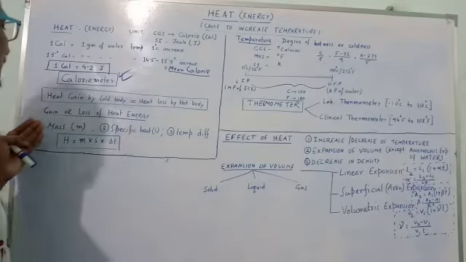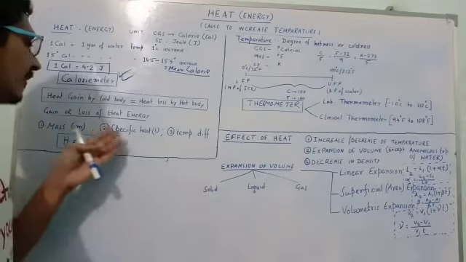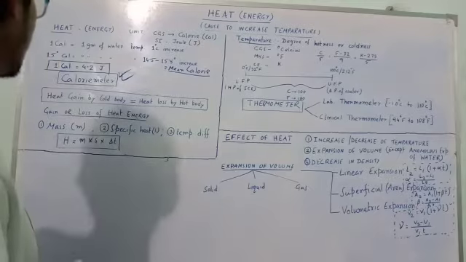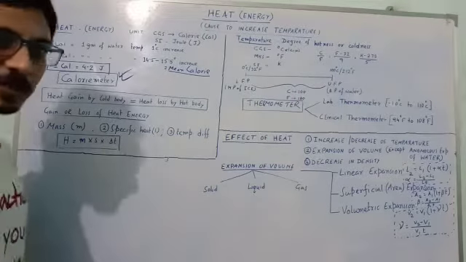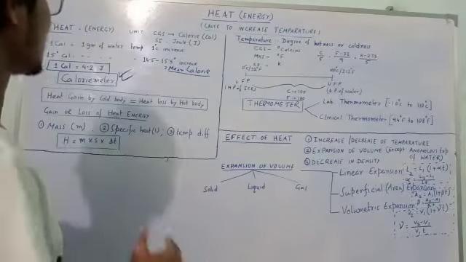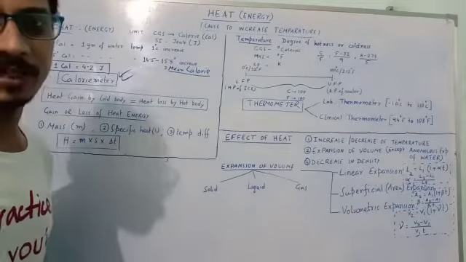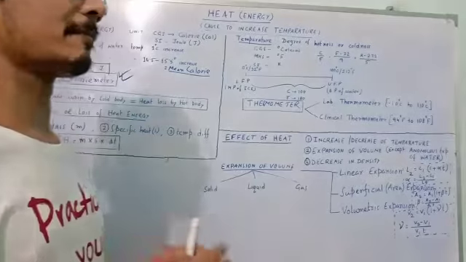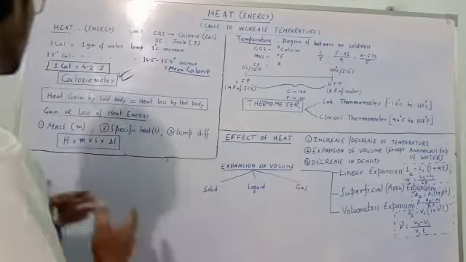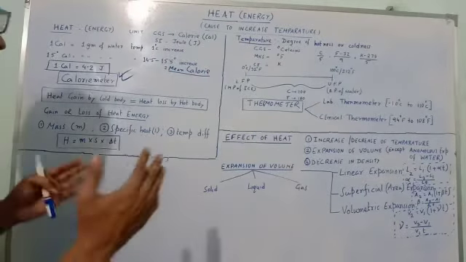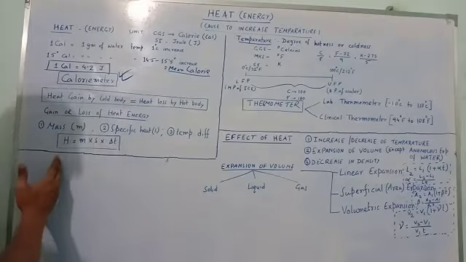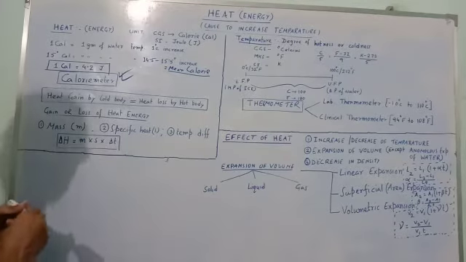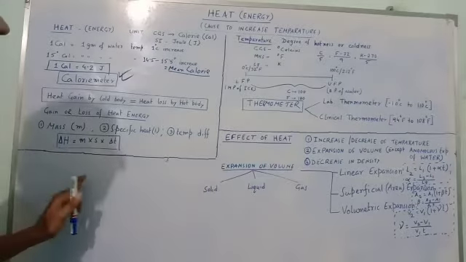The amount of heat gained or lost by any object depends on 3 factors. One is the mass of the object: the more the mass, the more the amount of heat gained or lost. Number 2, specific heat, that is the material of the object. And number 3 is temperature difference, the difference of temperature between hot object and cold object. If the temperature difference is too much, then the amount of heat gain or loss will be more. That is, H, the amount of heat gain or loss, is equal to mass into specific heat into temperature difference.